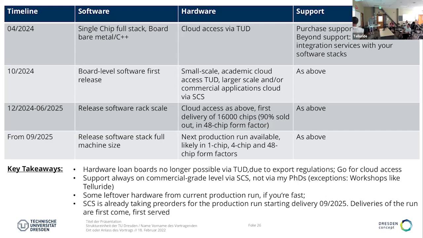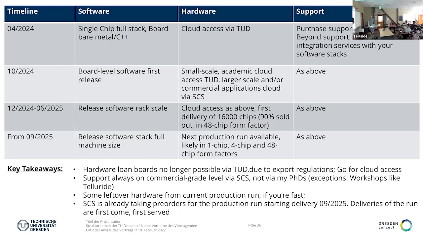And this, as I said, we will deliver to Manchester in December, and then probably to Leipzig, Göttingen, Munich, Sanya, or Sanya also gets some in December, and then goes on until basically June or so, before we've got this all delivered. At the same time, you get a release of the rack scale software, and then basically from September 25, release of the full machine stack plus next production run, right?